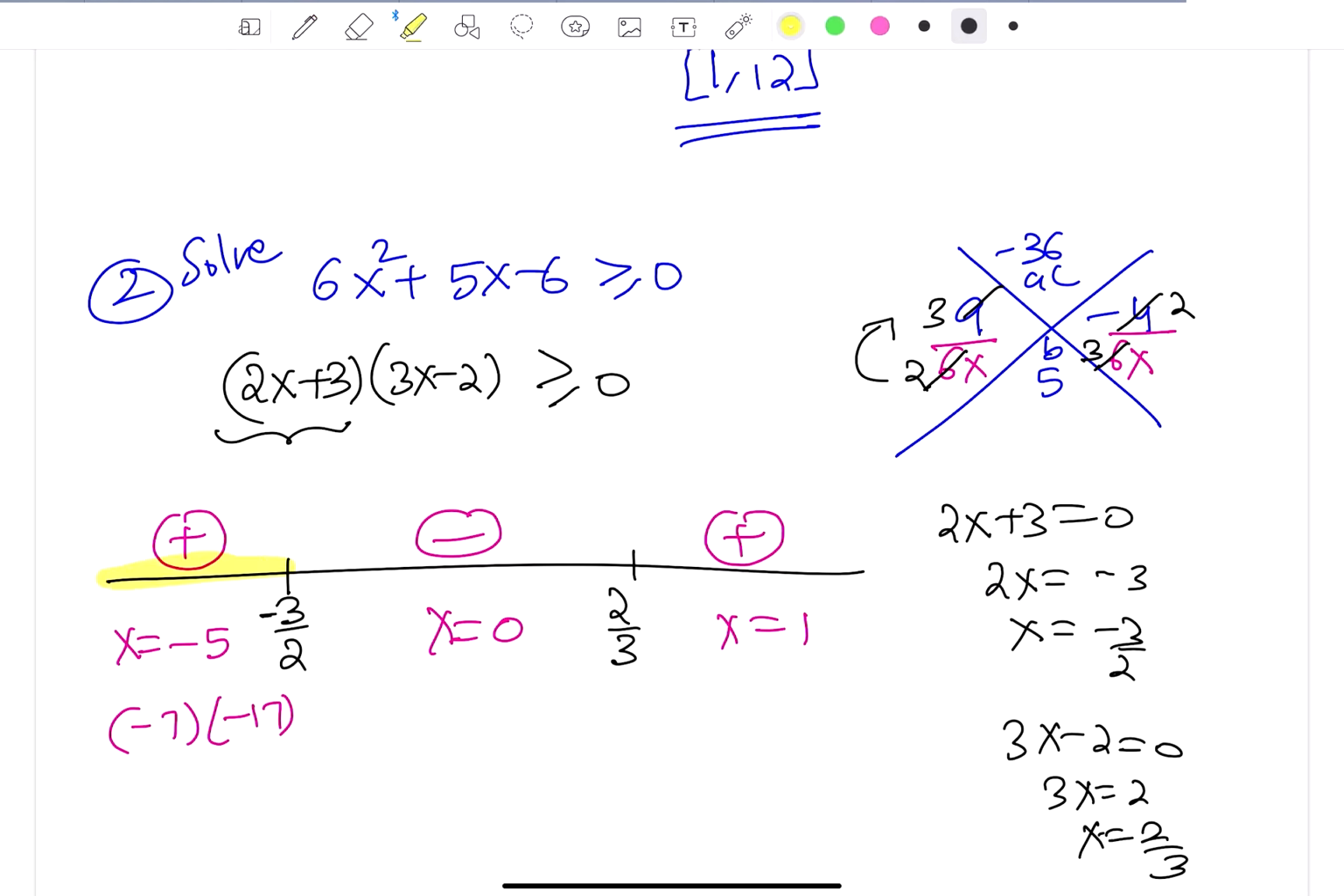See another example. x squared minus 20 greater than or equal to 0. First step is to factor this polynomial.